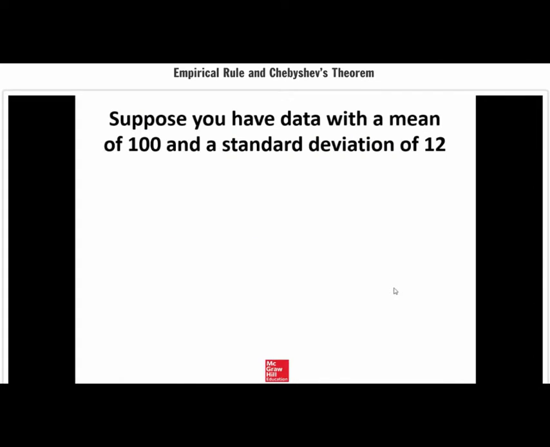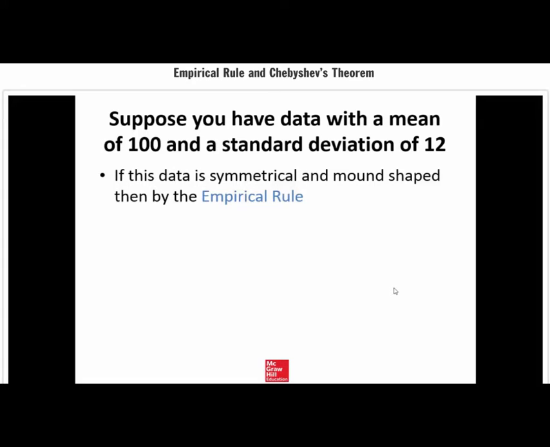Let's look at an example. So I've got data that has a mean of 100 and a standard deviation of 12, and it's symmetrical and mound-shaped. So then by applying the empirical rule, I know that the mean plus or minus one standard deviation will contain approximately 68.26% of the data.